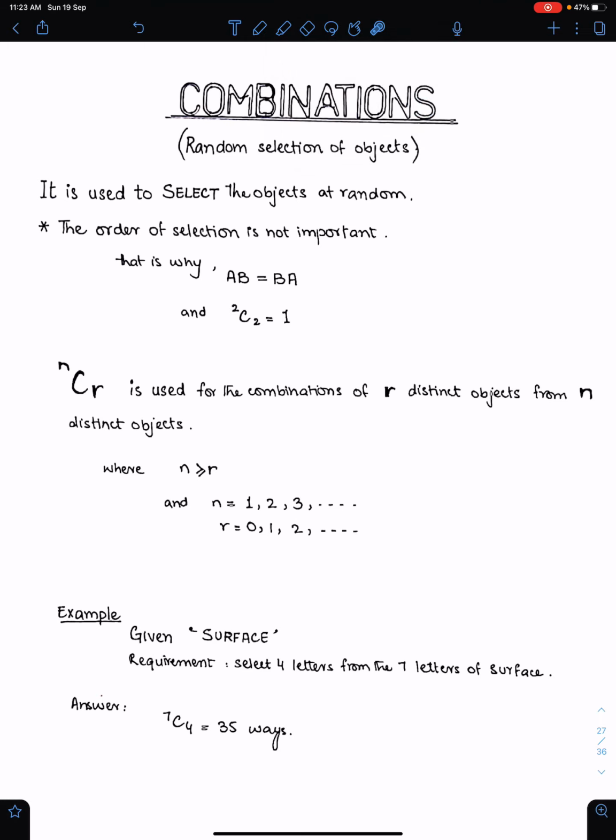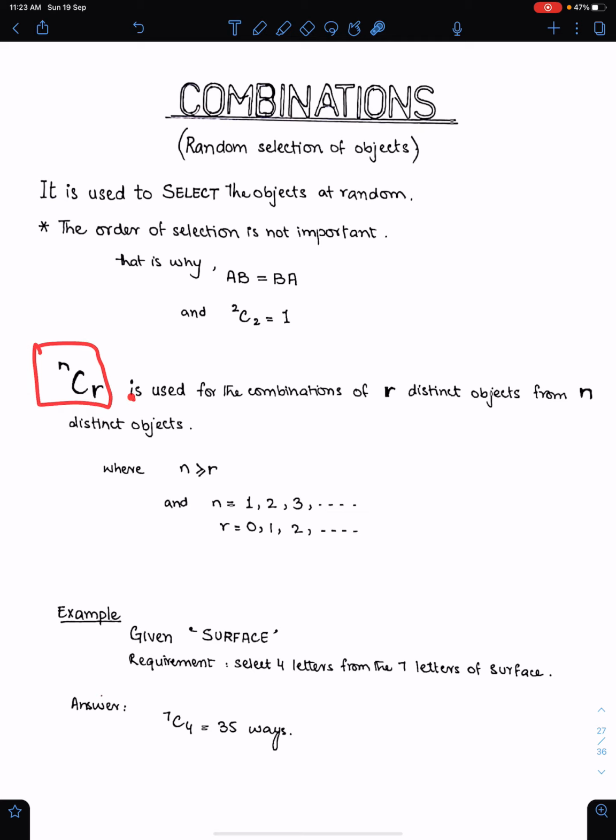In this lecture, I will discuss the important concepts of combinations with examples. Combinations means random selections of objects, and it is used to select the objects at random. The order of selection is not important in combinations. That is why AB is equal to BA in combinations, and that is why 2C2 is just one way.